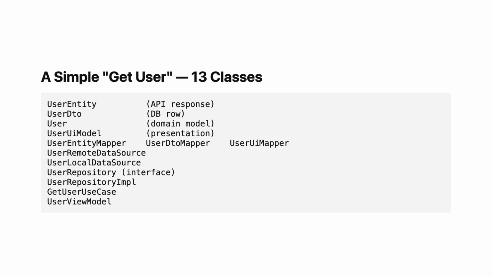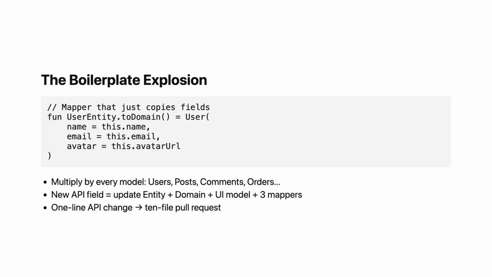Let us look at what one of those mappers actually does. You have a function that takes a user entity and returns a user. Inside, it creates a new user object, setting name equals entity.name, email equals entity.email, avatar URL equals entity.avatarUrl. That is it. It is just copying fields. Now multiply that by every model in your app. Users, posts, comments, products, orders. Each one needs at least 2 or 3 mappers.